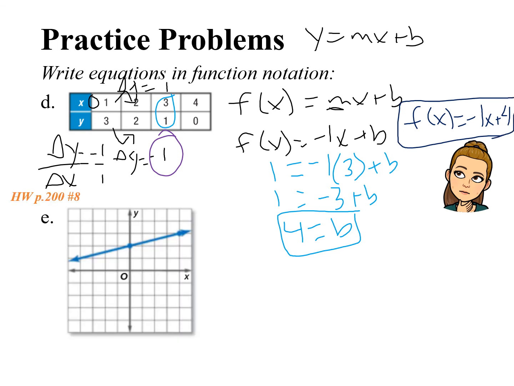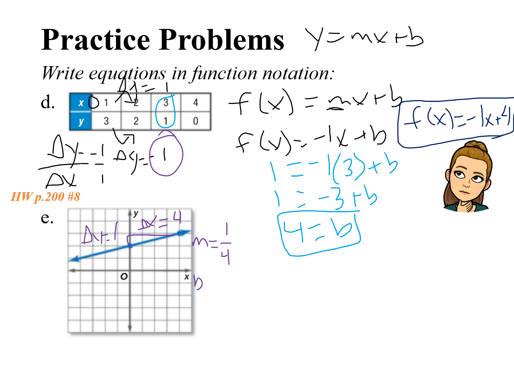Last practice problem for today is out of the homework. It's page 200, number 8. We're going to do the same sort of thing. We need to find our m value and our b value. To find my m value, in this case, I'm going to use my slope triangle. When I'm looking at my slope triangle, I see that my change in y was a change of 1. My change in x is a change of 4. So my m, my slope, is going to equal my change in y over my change in x.